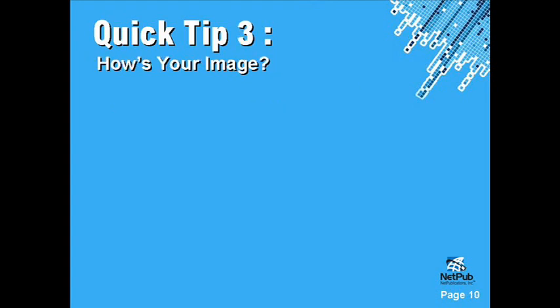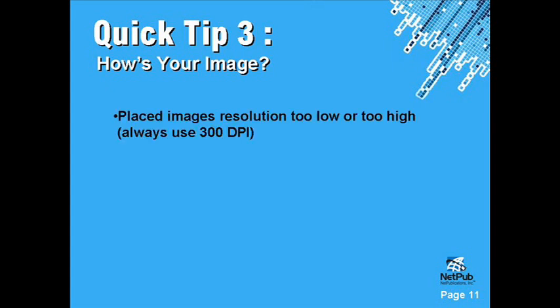Tip number 3, images. Some issues with images used in PDFs are: placed image resolutions are too low or too high. We suggest that you always use 300 dpi. A scan resolution that is too low results in low quality image. A resolution that is too high increases the file size and printing time without increasing the image's quality.